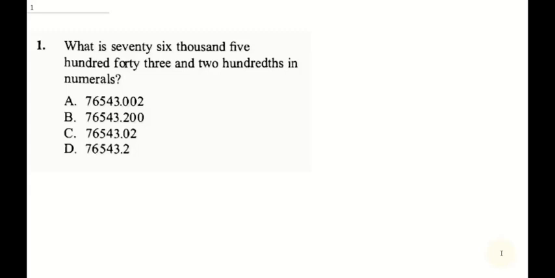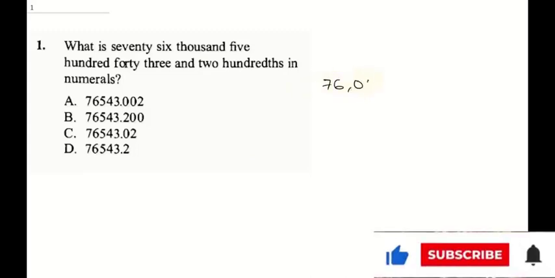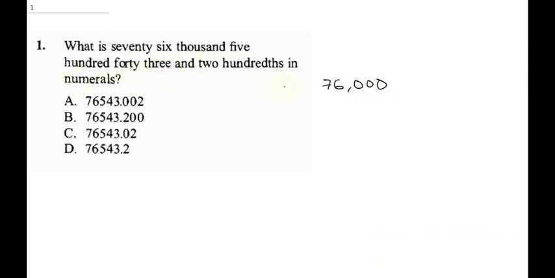Now, question 1 says, what is 76,543 and 200 in numerals? All you need to do is quietly write out the figures. It said 76,000, so the first thing I will write out is my 76,000. Now it said 500, so I'll put my 500. Now it says 43, so I'm going to write my 43, and it said 200.